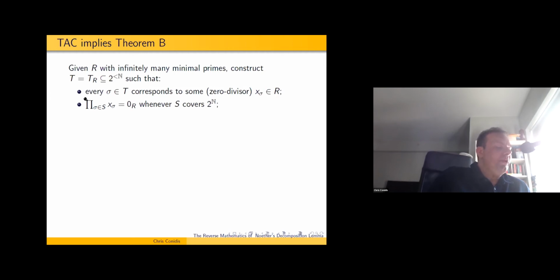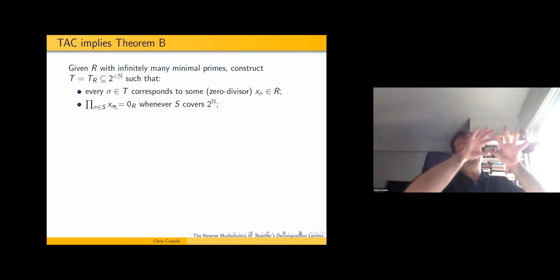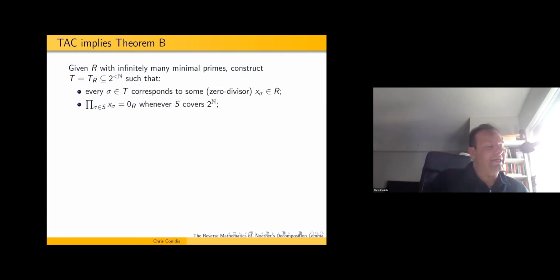And we also end up getting this condition here, that whenever you take a set S that covers all of Cantor space, let's say a finite anti-chain that covers all of Cantor space, and you multiply the corresponding ring elements together, so that covering corresponds to a finite set of ring elements, if you multiply those ring elements together, you're going to end up getting 0.